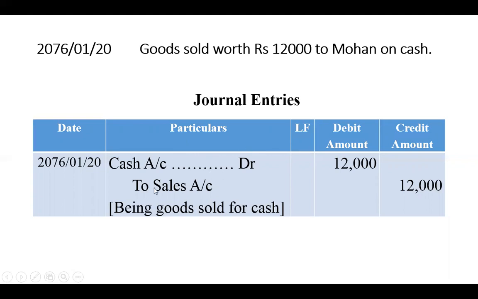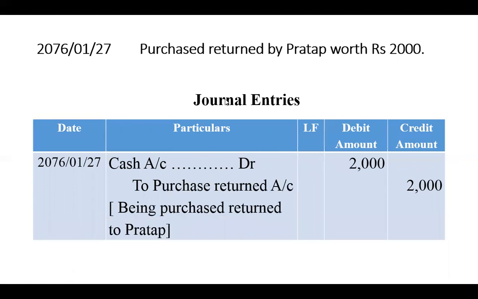Okay. So cash account DR to sales account. Sales will be in the credit side. So in the debit side, you must write the name of the person or cash. If it was done on credit, the name of the person. If it was done on cash, let us write cash. So being goods sold for cash will be the narration of this transaction. Okay, so this will be the transaction.